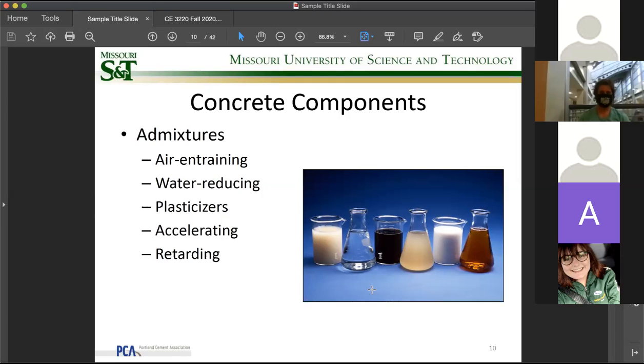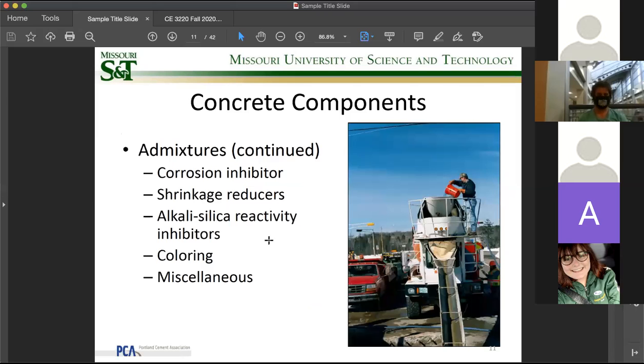And we have accelerators, okay? That will accelerate the hydration process of the concrete. And then eventually we also have retarding agents that can delay the setting of the concrete to allow more time for you to work on it, okay? So these are the important admixtures we use these days to enhance the workability of the concrete, okay?